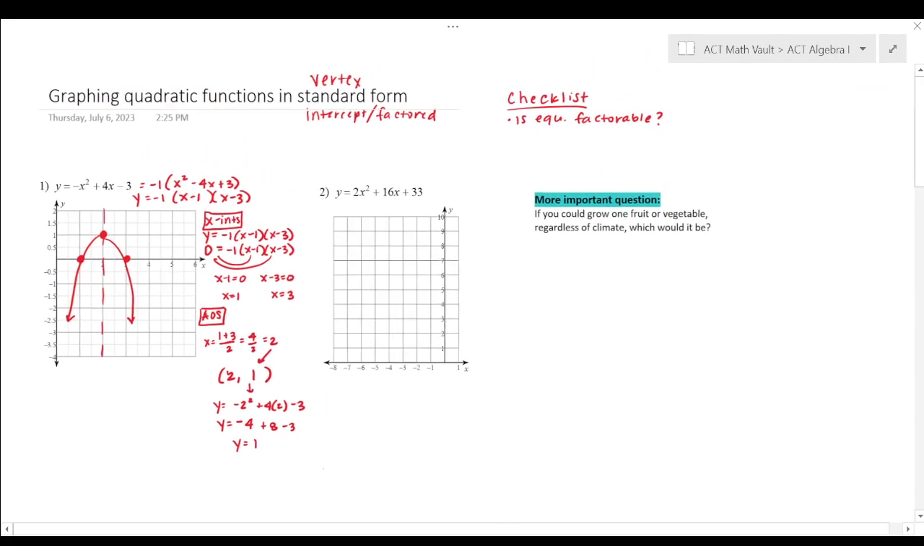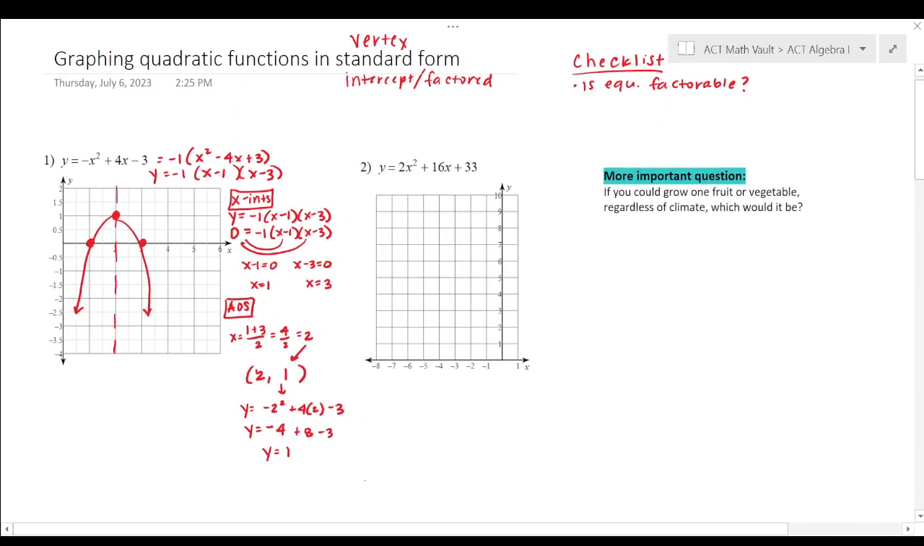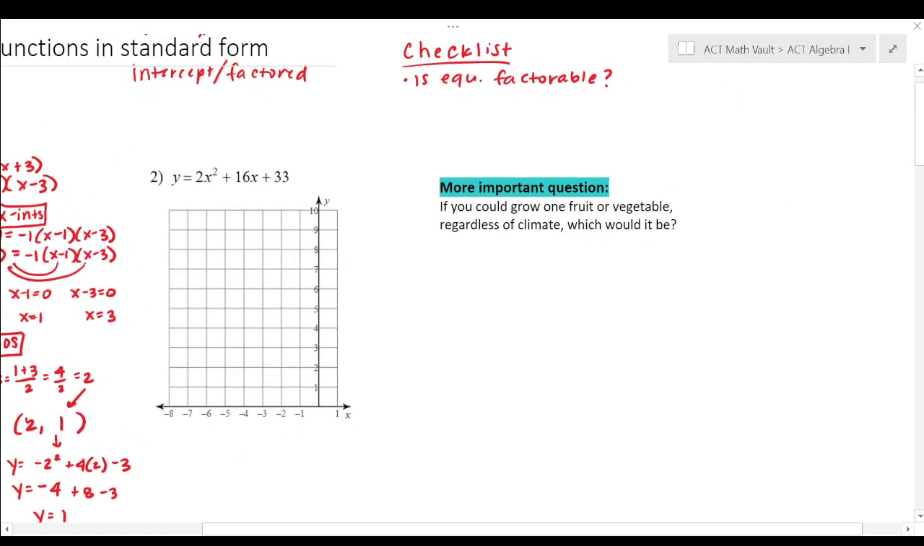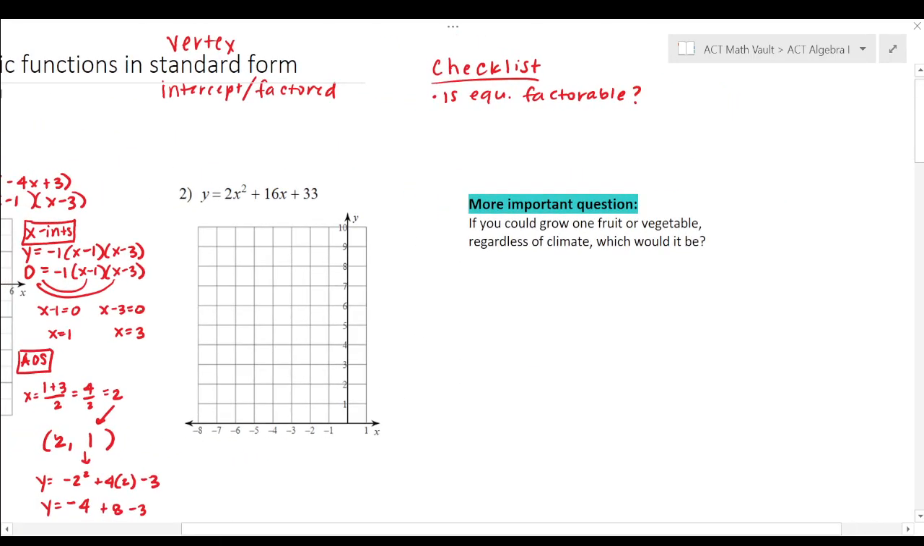And so in our checklist, we say, is it factorable? If it is, we just do what we talked about in the factored form video, if you'd like to watch it, which is what I just did here. But for number 2, I want you to think about, if something is not factorable, then what do you do? So just to do some quick math here, I can either do guess and check for factoring, or I could do split the middle.